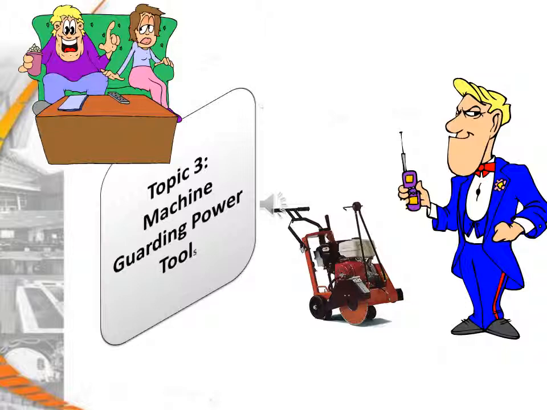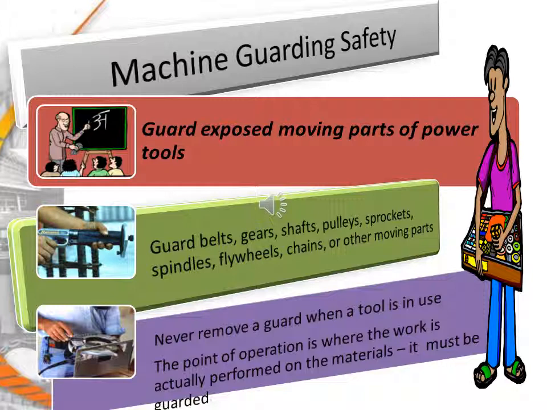Topic 3. Machine Guard Power Tools. Guards cover the moving parts of power tools. Guard belts, gears, shaft pulleys, sprockets, spindles, flywheels, chains, and other moving parts. Never remove a guard when the tool is in use. The point of operation is where the work is actually performed, and it must be guarded.